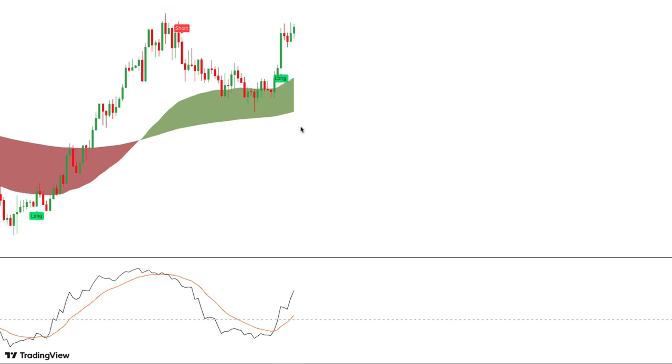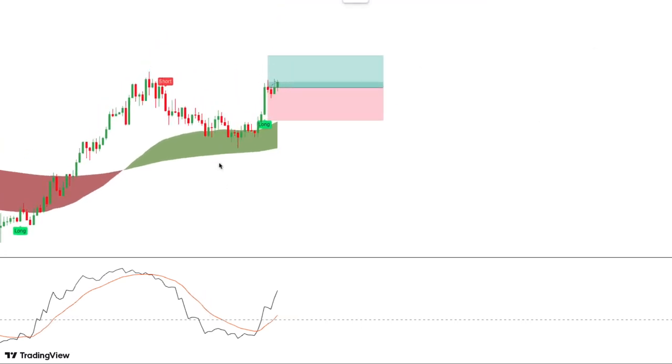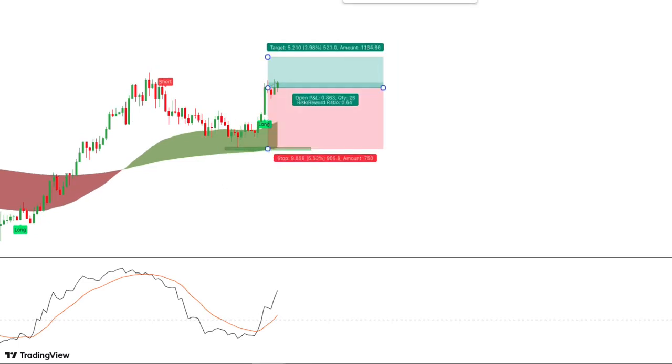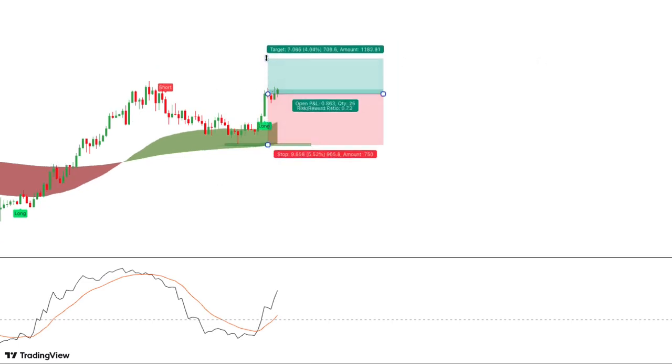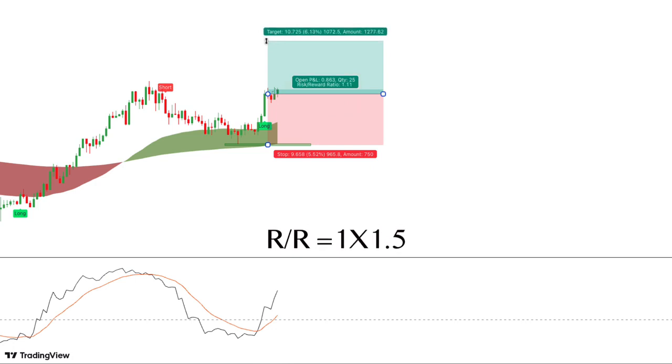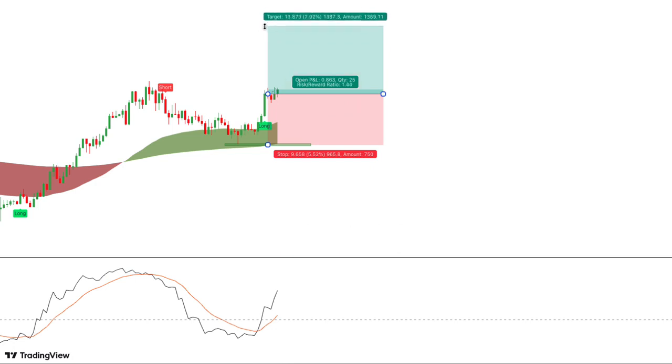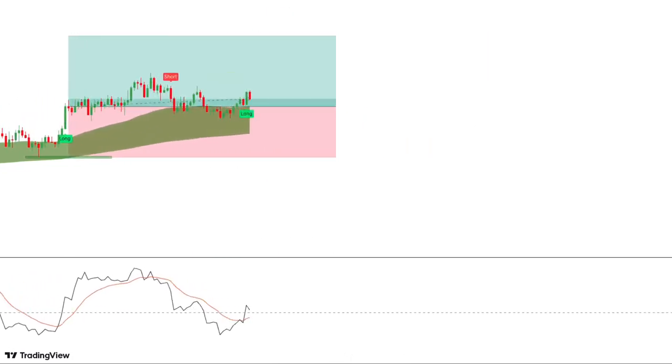Now, for this long signal to be valid, the Ultimate RSI line should be above the midline and it should also be above the signal line at the time the signal is printed. All the mentioned conditions are met on this candle, so we're going to enter a long trade. Set a stop loss below the most recent swing low. For the take profit, we're going to target a 1:1.5 risk to reward ratio. Let's see how this trade plays out.